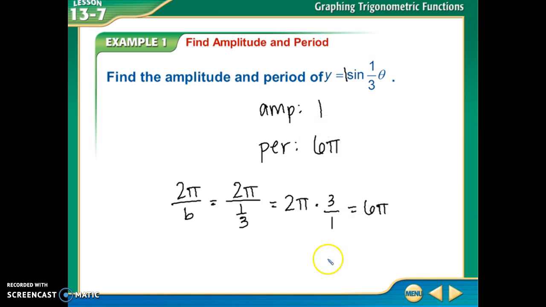Now that 6 pi is in radians. Sometimes you'll need to know degrees. So let's practice going back to degrees. So we have 6 pi times 180 over pi. All right, your pi's cancel, so we do 6 times 180, which is 1080. So I am 6 pi radians, or 1080 degrees for my period.